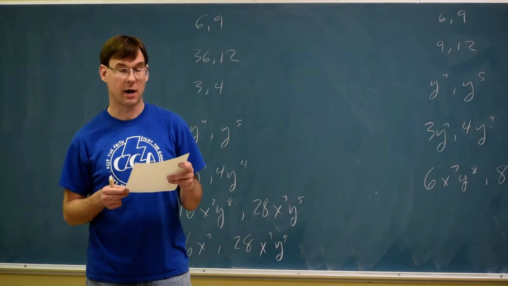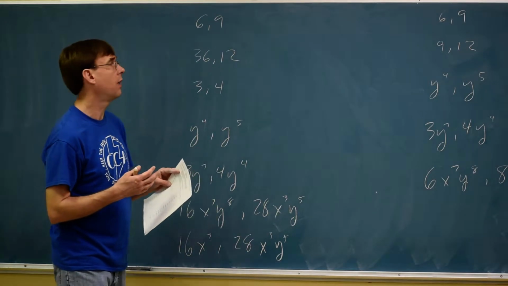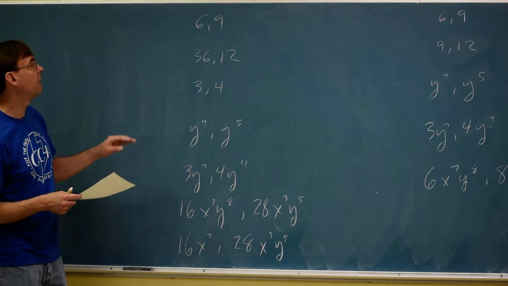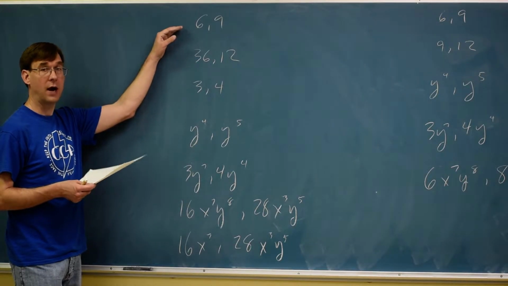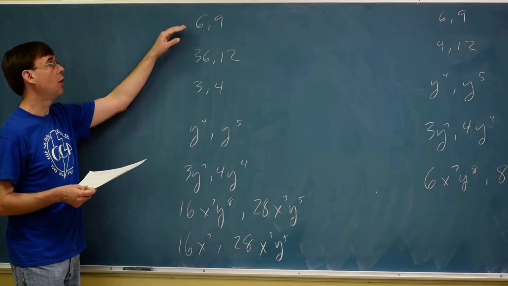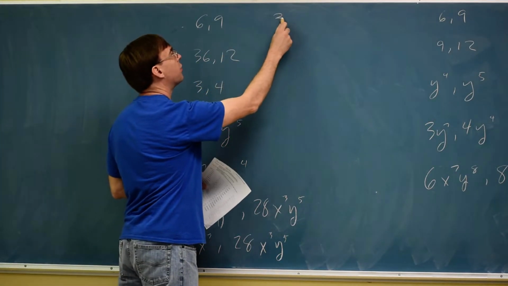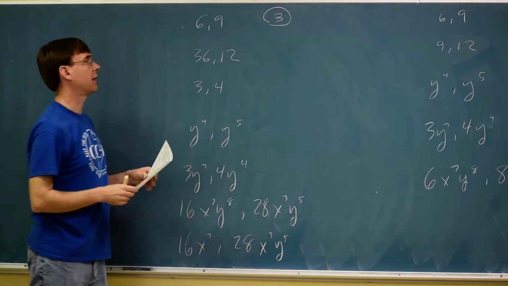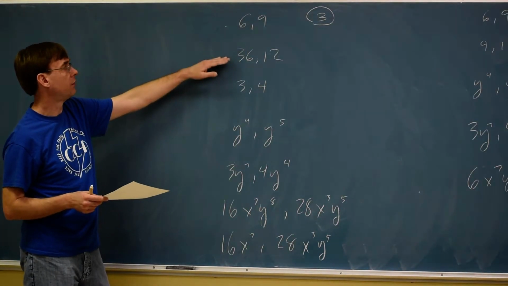Today we're talking about greatest common factors, but with variables. So first, a little rundown of greatest common factors. The greatest common factor is the largest, the greatest number that can go into both. So if I give you 6 and 9, 3 is the greatest common factor because that's the biggest number that goes into both of those.